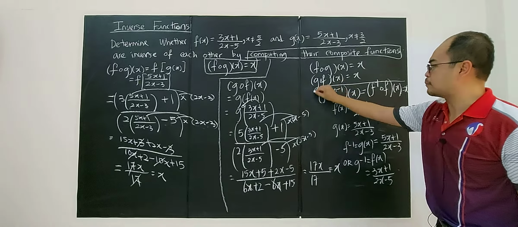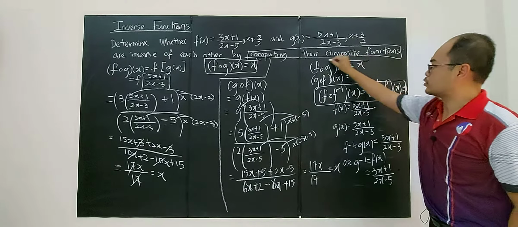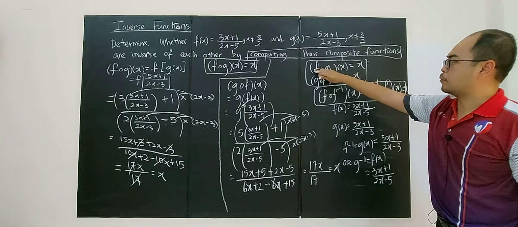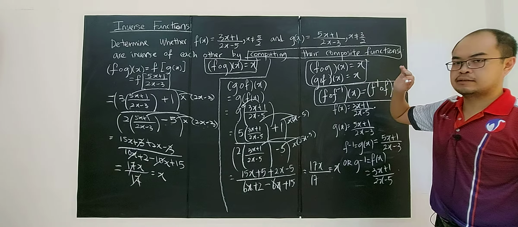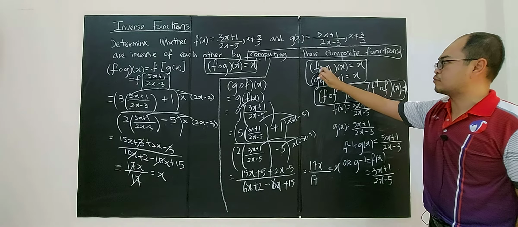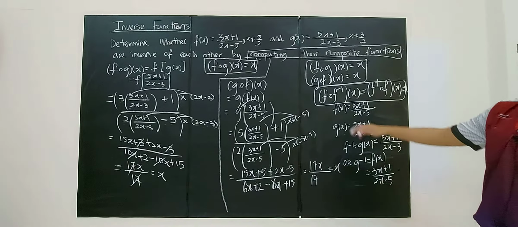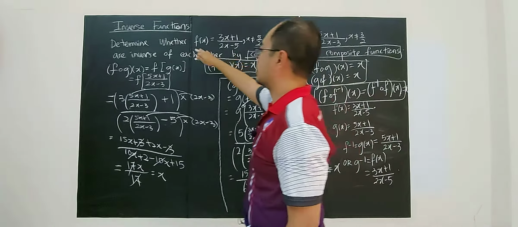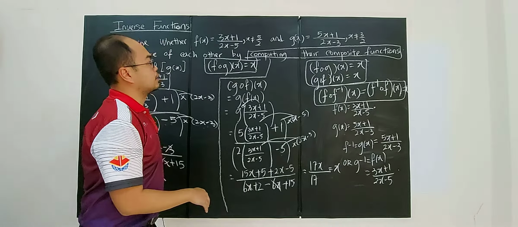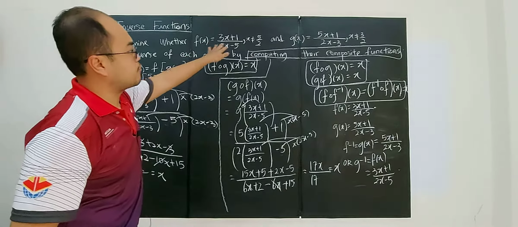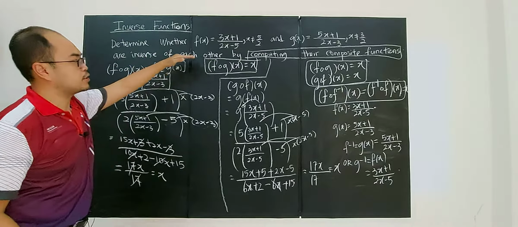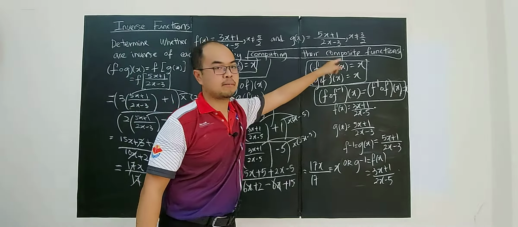So this is a very important result. Once you get the composite to be x, this means that G is the inverse of F, or you can say that F is the inverse of G. So therefore, this question is stating correctly. They said determine whether the functions F of x and G of x are inverse of each other by computing their composite function.